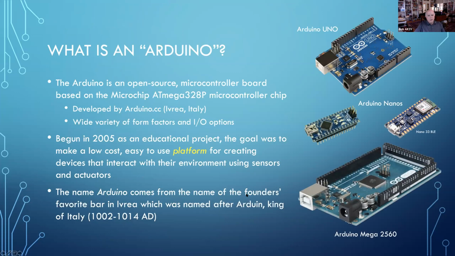There we go. So what is an Arduino? We're talking about microcontrollers. What is a microcontroller? Well, just like the name says, a microcontroller is something very, very small, usually in the form of a single chip or a chip set. In this case, it's a single integrated circuit called the ATmega328P from Microchip.